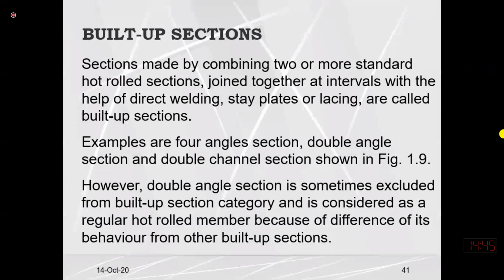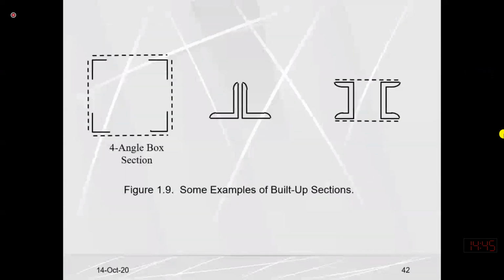We can join these members using different techniques: by using lacing, which are the thin steel members, or by using stay plates. Stay plates mean that there will be a plate between two sections which are connecting with each other. We will discuss this in detail in our compression member design. So why are we making built up sections? We are making them only for two reasons.